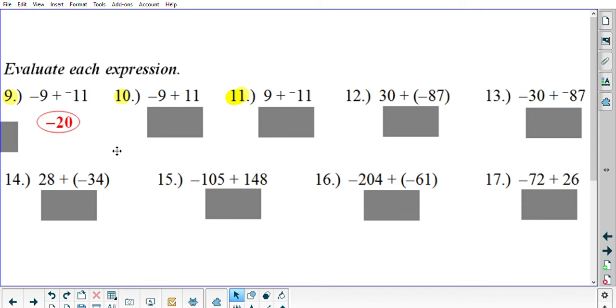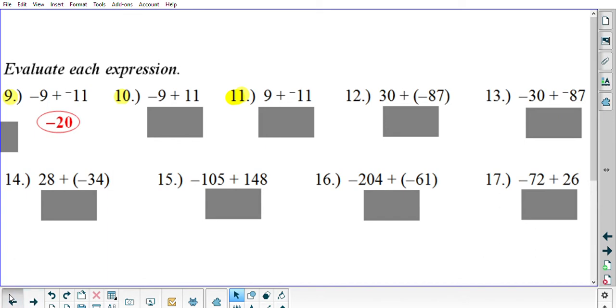Either way is cool with me. All right, are we going to do the same thing on number 10 as we did on number 9? I don't think so, because on number 9, they are both negative. But on number 10, they're not both negative. The 9 was negative, but the 11's positive.